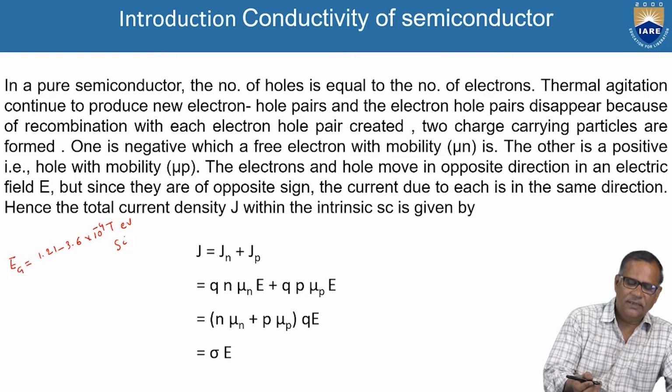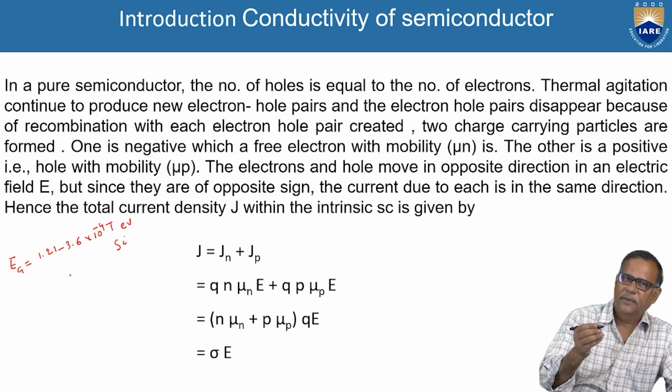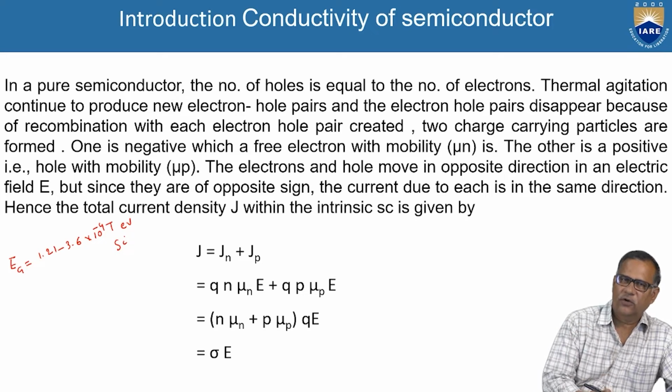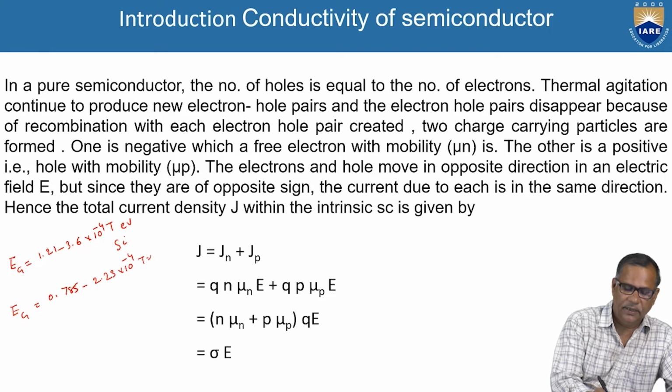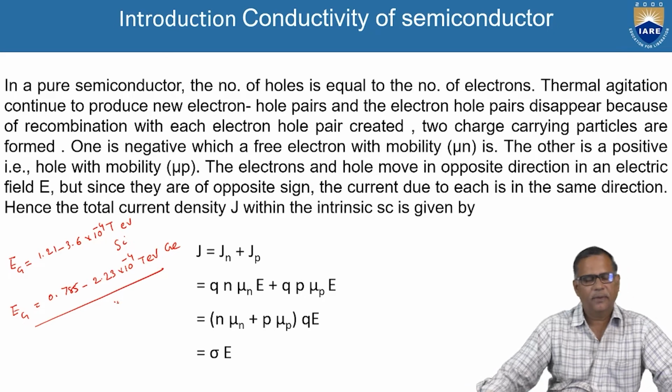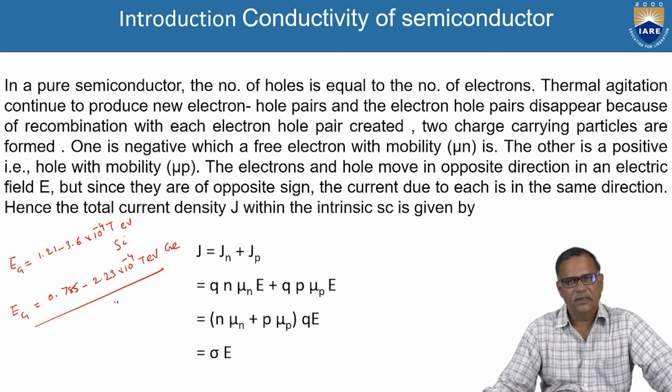At 0 degrees Kelvin, the forbidden energy gap is 1.21 electron volts for silicon. And for germanium, the forbidden energy gap Eg is equal to 0.785 minus 2.23 into 10 to the power minus 4 T electron volts. This is for germanium. So the forbidden energy gap is less for germanium.